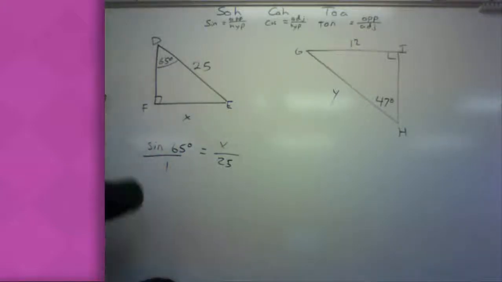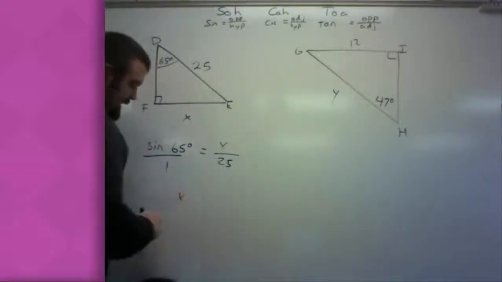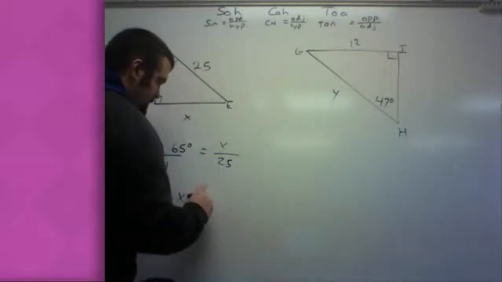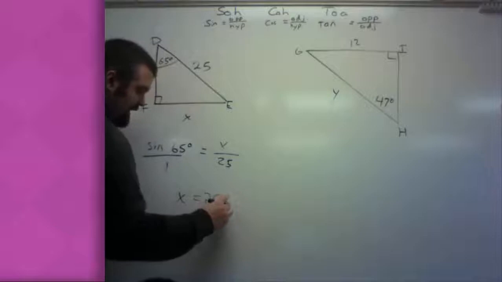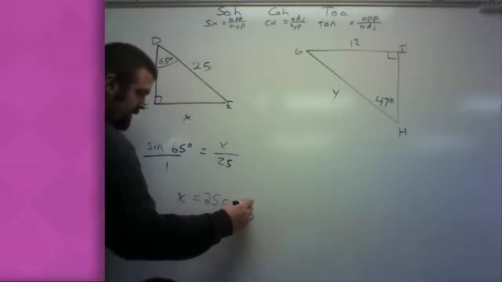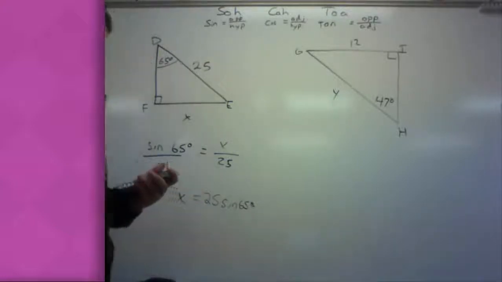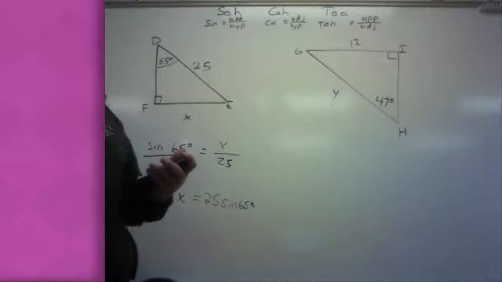I have a proportion. Cross multiply. 1 times x is x. 25 times sine of 65. That's just 25 sine of 65. And again, I don't know this off the top of my head. Pull out your calculator. Punch it in. 25 sine of 65. Again, make sure you're in degrees. You should get 22.658.